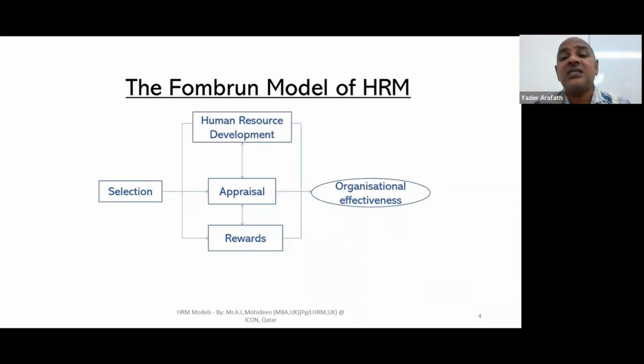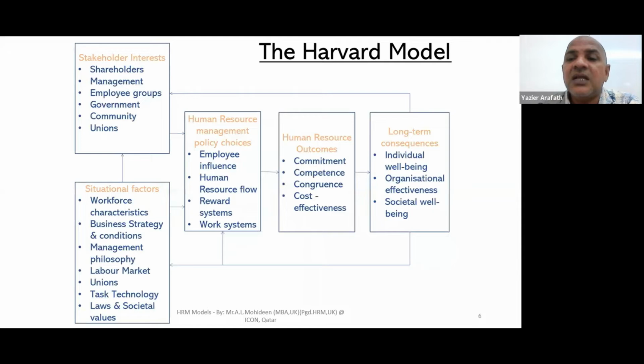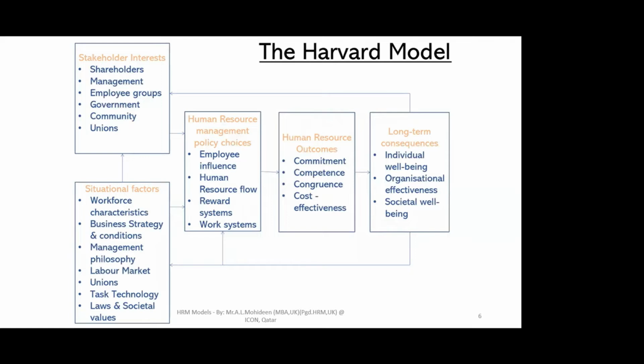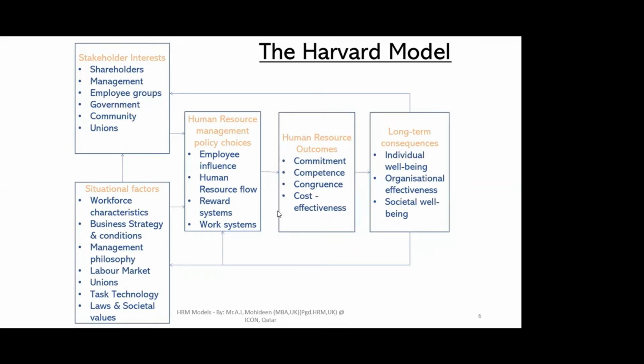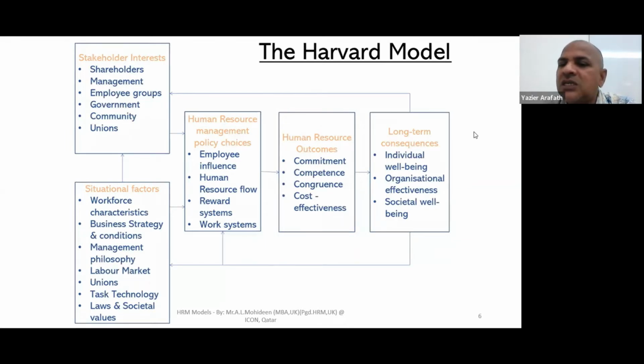No, in HRM we have to focus not only internally, externally also. What are the external things in the Harvard model? Okay, Vasundhara, what are the external things in the Harvard model? Stakeholder interest and situational factors. These two things are there. Already we have policies, outcomes, and the long-term consequences. Now additionally these two things.